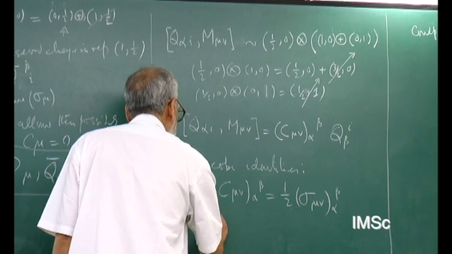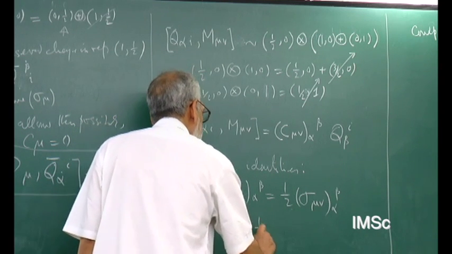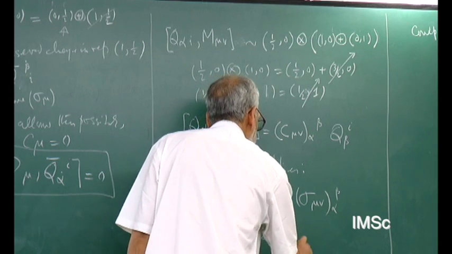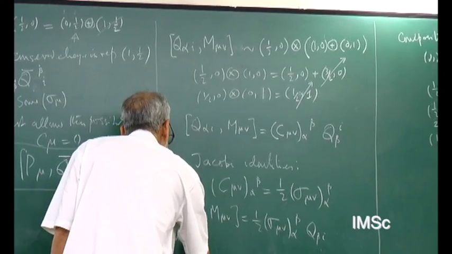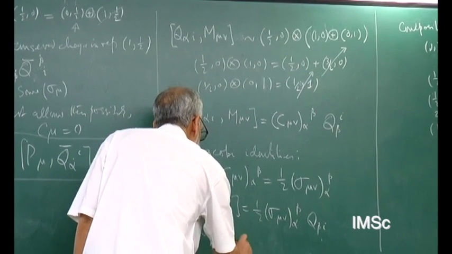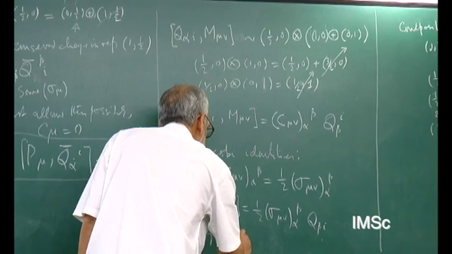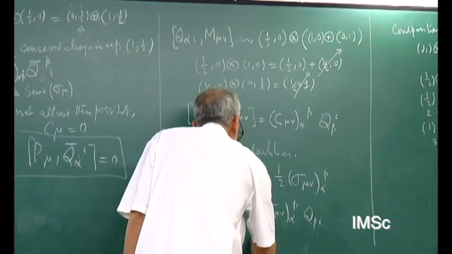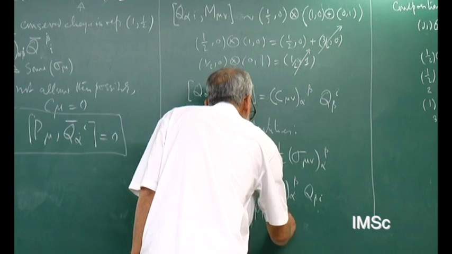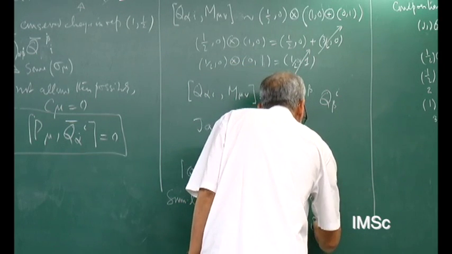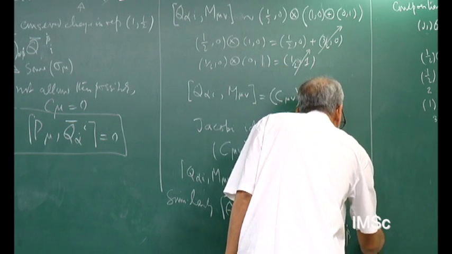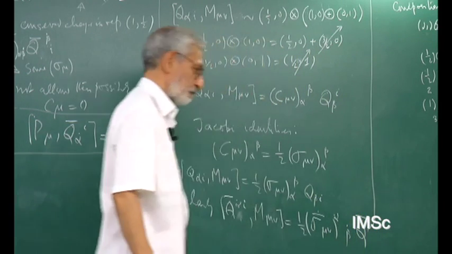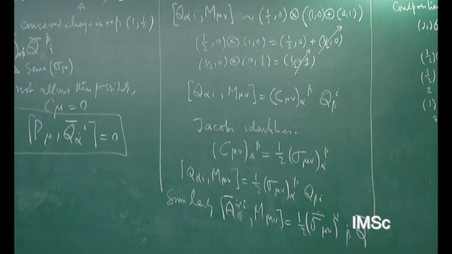So Q alpha I commutator M mu nu is half sigma mu nu alpha beta Q beta I. Similarly, Q bar alpha dot I commutator M mu nu is half sigma bar mu nu alpha dot beta dot Q bar beta dot I. Same kind of an argument will tell you that.